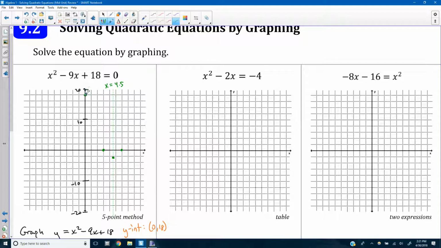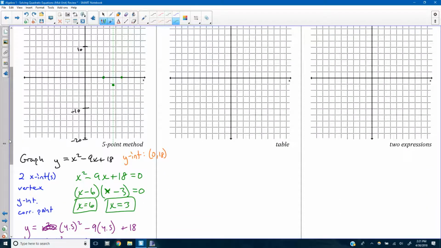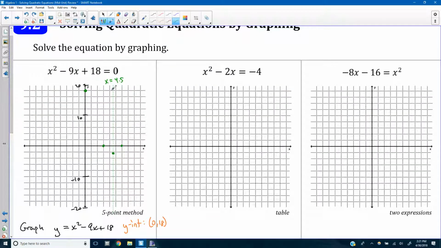Okay. There's that point. My final point, my corresponding point, will be reflecting across this axis of symmetry the same distance away that my y-intercept is, because these points are all about symmetry when they're at the same height. This point is 4.5 units away from here. So 0.5, 1.5, 2.5, 3.5, 4.5 away right here. Double 4.5 gives you that one there. So those are my 5 points.